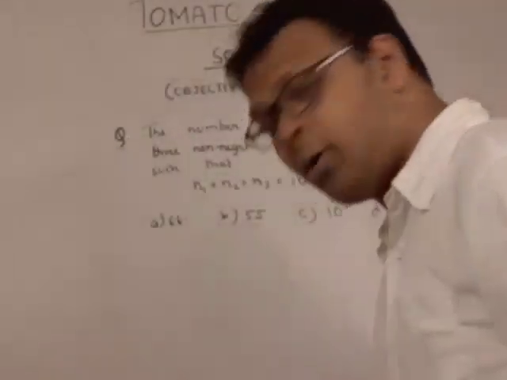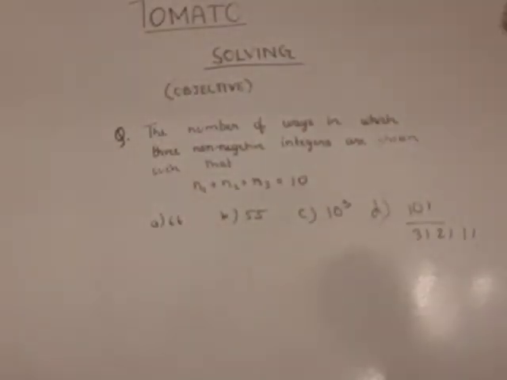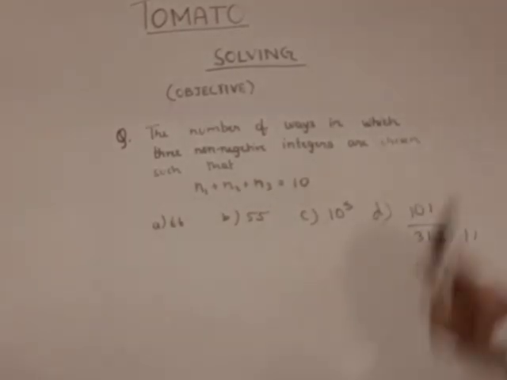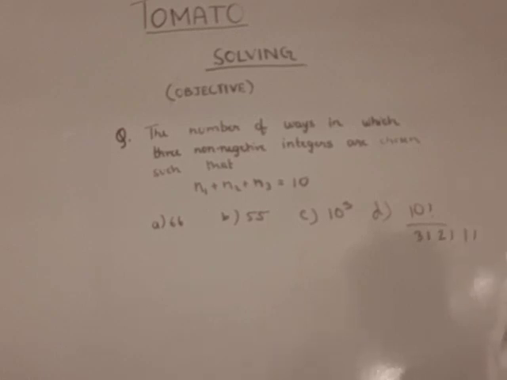The stipulated 2 minutes is over, and now I will solve the problem. I'll just repeat the question. The number of ways in which three non-negative integers are chosen such that n1 plus n2 plus n3 equals 10 is option A 66, option B 55, option C 10 cube, or option D 10 factorial by 3 factorial 2 factorial 1 factorial.